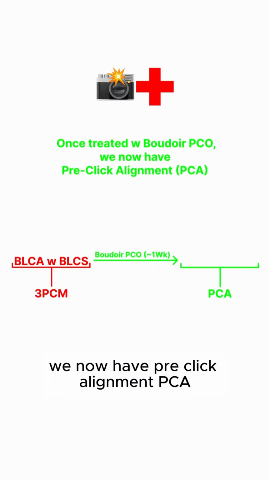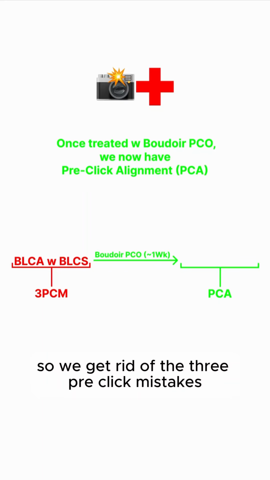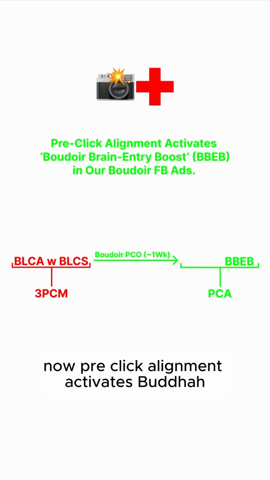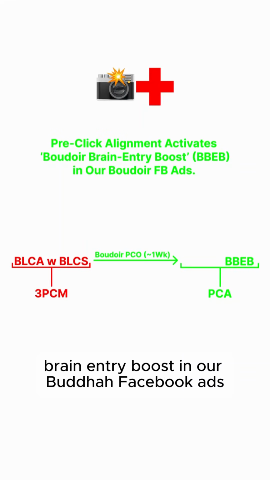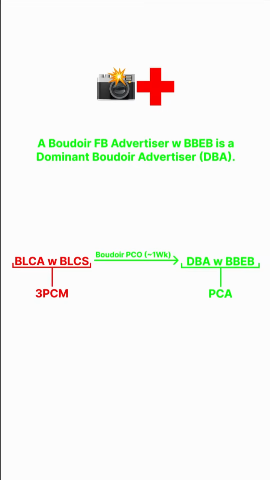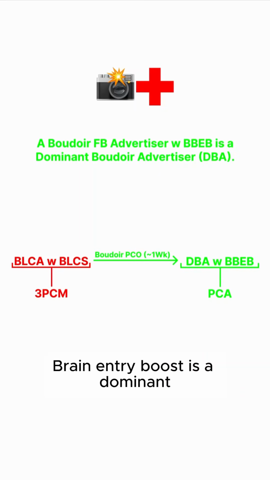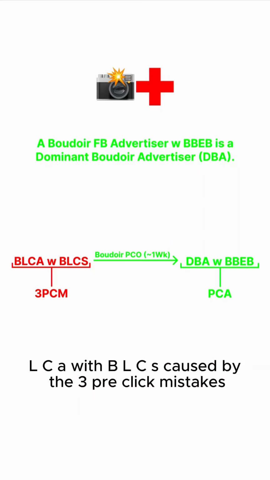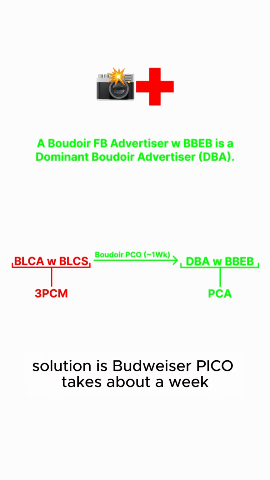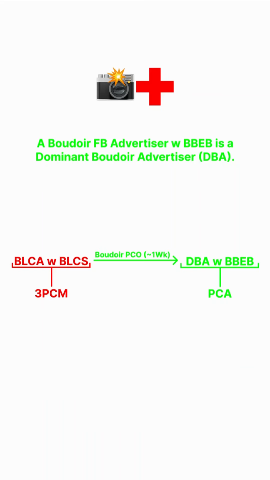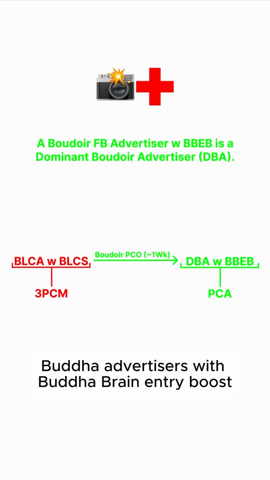And once treated with Boudoir Pico, we now have pre-click alignment, PCA. So we get rid of the 3 pre-click mistakes, and instead we achieve pre-click alignment. Now, pre-click alignment activates Boudoir brain entry boost in our Boudoir Facebook ads. It basically means we finally got our unique CTR all above 6%. And a Boudoir Facebook advertiser with Boudoir brain entry boost is a dominant Boudoir advertiser, a DBA. So this is our universe. We've got a BLCA with BLCS, caused by the 3 pre-click mistakes. The solution is Boudoir Pico, which takes about a week, and we achieve PCA, pre-click alignment, and become dominant Boudoir advertisers with Boudoir brain entry boost.